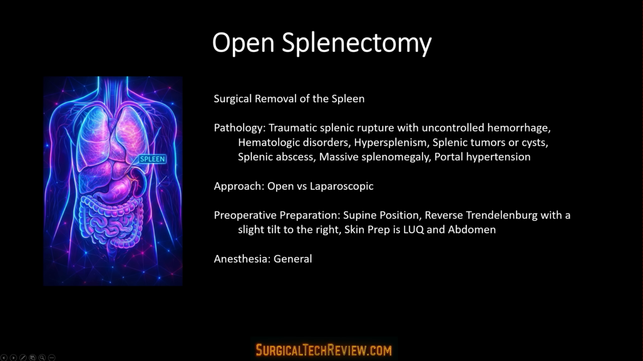The patient is positioned supine, often with a slight reverse Trendelenburg and right tilt to improve exposure of the upper left quadrant. Skin prep includes the entire abdomen and left upper quadrant. General anesthesia is required, and blood products must be available due to the risk of hemorrhage.